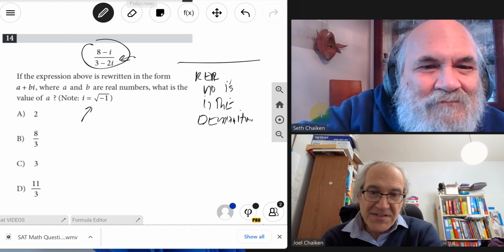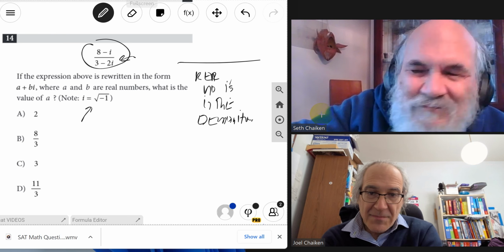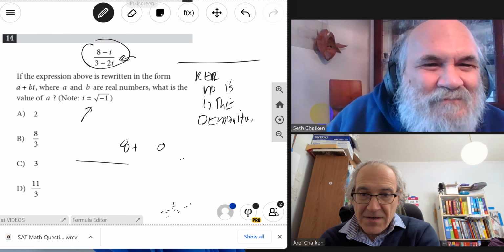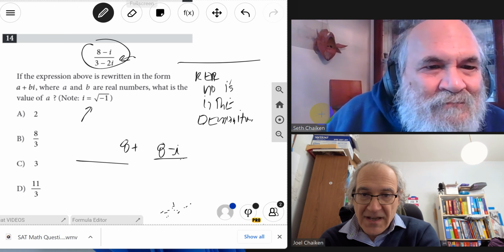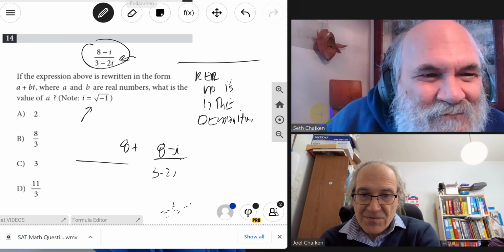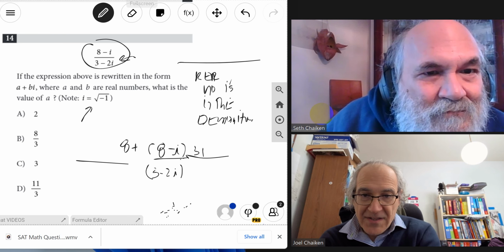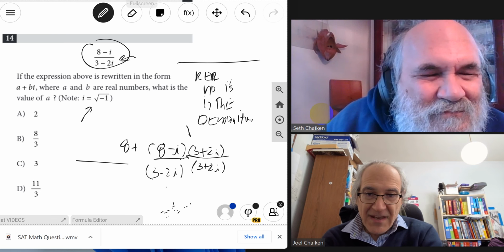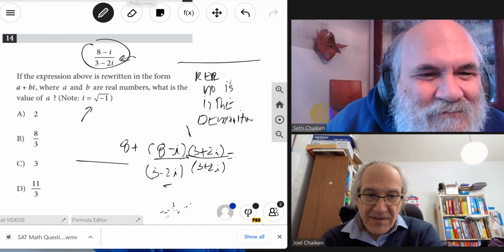The reason I'm pausing is because my Zoom froze, but it'll come back in about a second. Here we go. To rationalize the denominator, you do 8 minus i, and you write this very carefully because you can really make mistakes here. And you multiply by 3 plus 2i over 3 plus 2i. You're essentially multiplying by 1 because you're multiplying top and bottom by the same thing. And then you have to be really careful here. This requires you to really pay attention to what's going on.